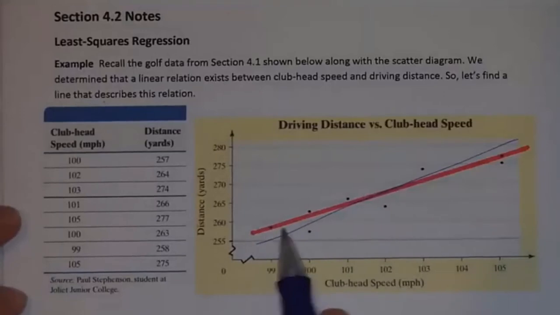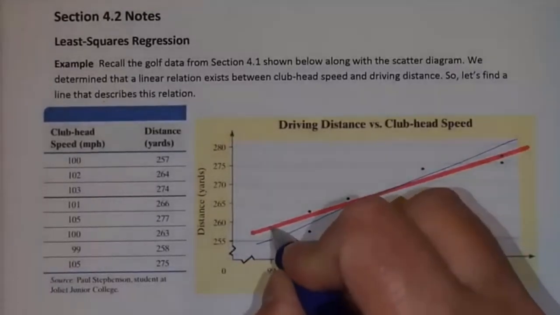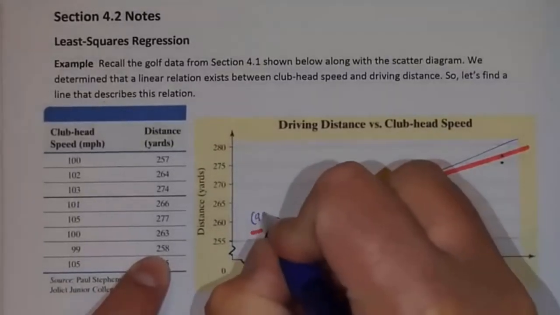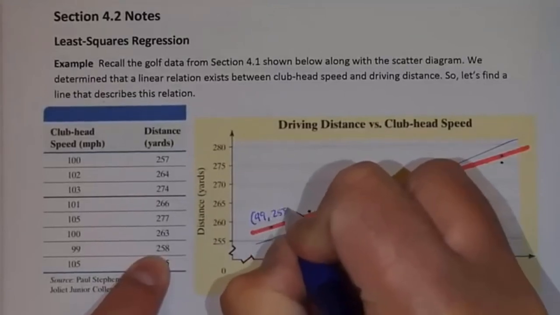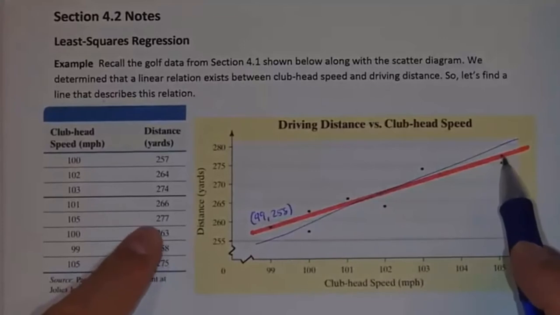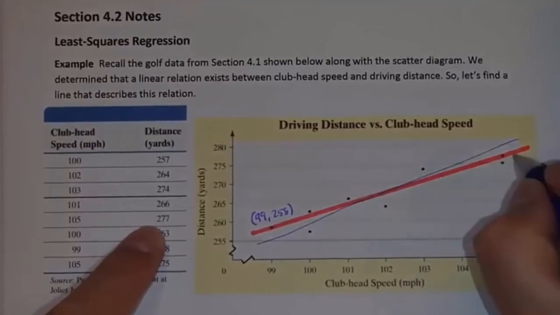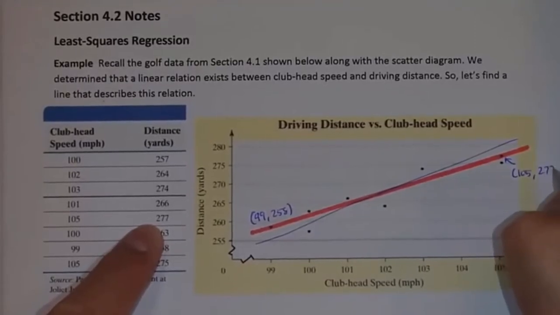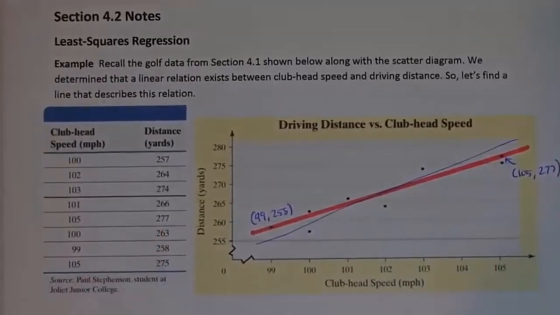Well, if I do what I'm saying here with the red line, this point right here is the point 99, 258. So that point right there is the point 99, 258. And that point right there is the point 105, 277. So that point is 105, 277. So if I use that technique, I could use algebra to figure out what the line is that goes through those 2 points.